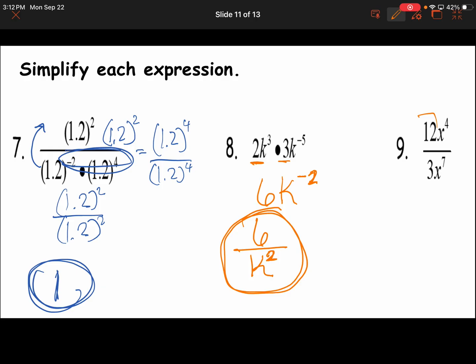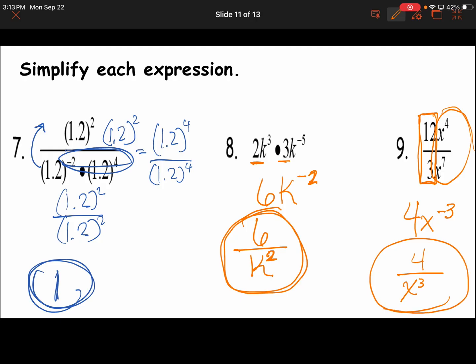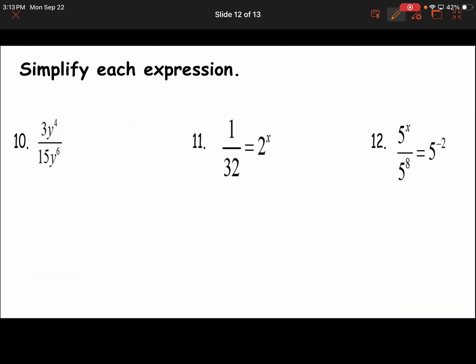In number 9, you would have 12 divided by 3. What's 12 divided by 3? 4. X to the 4th over x to the 7th is going to leave me x to the... And if you think about what it means, where are there going to be more x's when I cancel everything out? On the bottom. 4 over x to the 3rd. Not negative 3rd. It was negative 3rd here, and then I simplified that there. Okay? You try the last 3. Quickly.